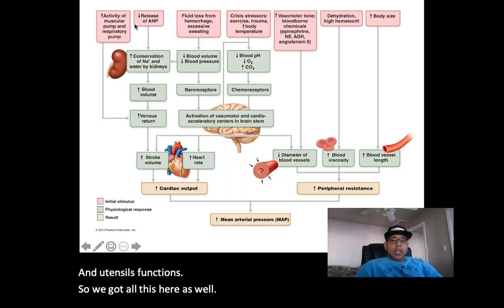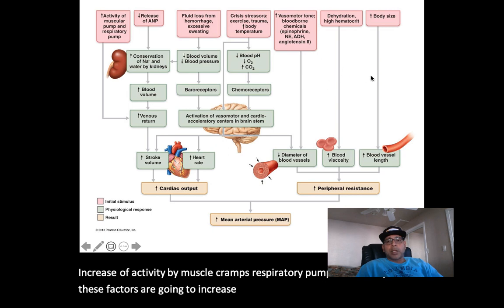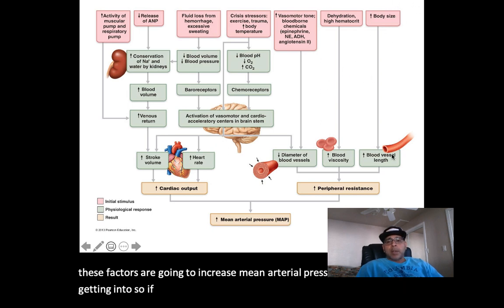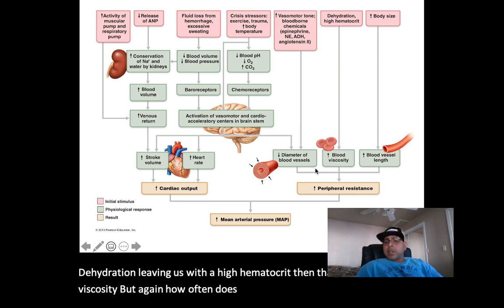Okay, so we could see here increase of activity by muscular pumps, respiratory pumps. Eventually, all of these factors are going to help increase mean arterial pressure, is what we're getting into. So if you look at blood vessel size, right, resistance increases. We saw that there. Dehydration, leaving us with a high hematocrit then, that increases blood viscosity. But again, how often does that happen? Not that much. Still going to increase resistance, which is going to increase pressure.